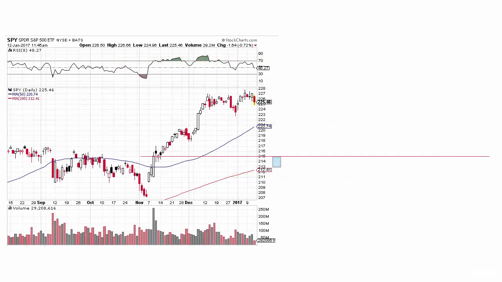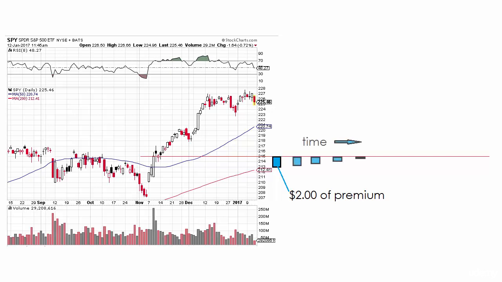Let's look at the 215 level again. Here's the value of our option at $2. The blue part of it represents the premium. This is the amount that will decay over time until expiration, when it goes to 0. If the price of the SPY stays where it is for the next 2 months, our option will gradually lose value until it disappears on the expiration date.